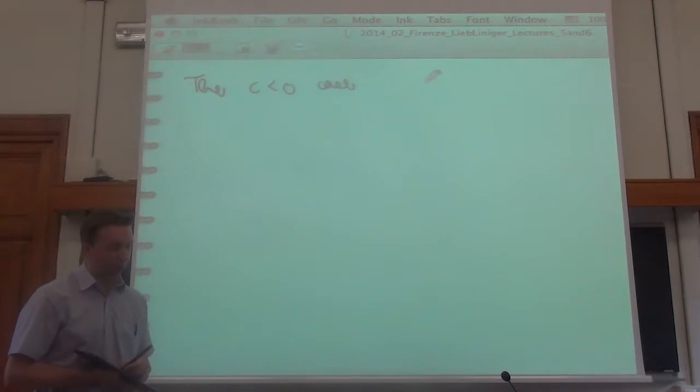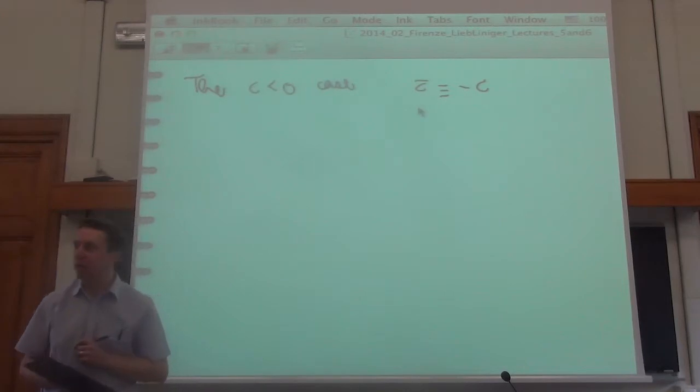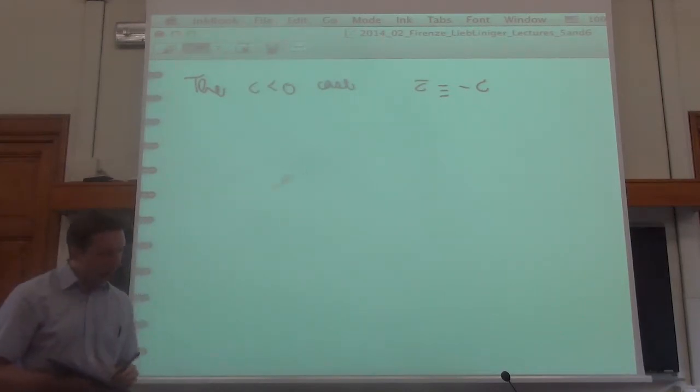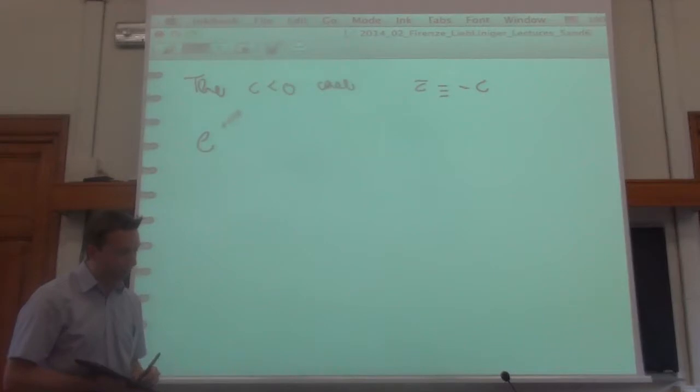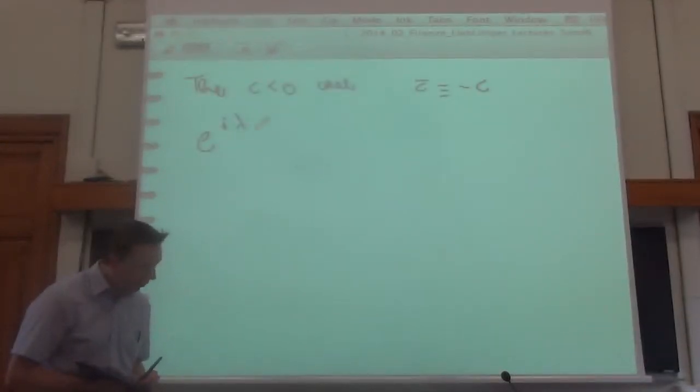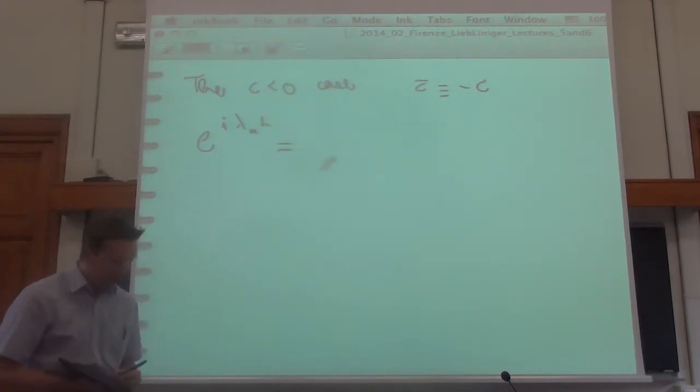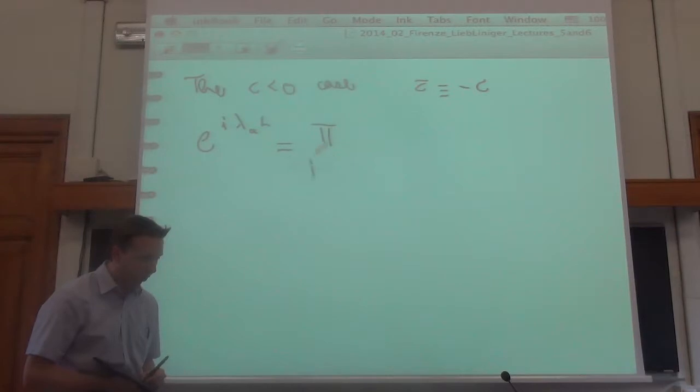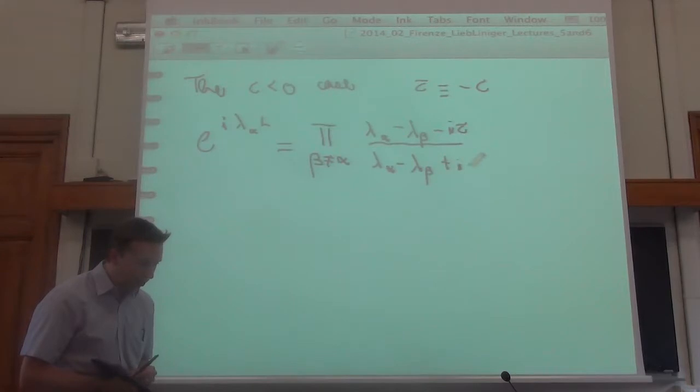So what we do is that, just for the notation, I'll denote minus C as C bar, so C bar is a positive number. And now the Bethe equations that we have, if we write them, they look like this. So let me use exactly the same notation as in the notes. We now have a product over beta different from alpha of lambda alpha minus lambda beta minus i C bar over lambda alpha minus lambda beta plus i C bar.